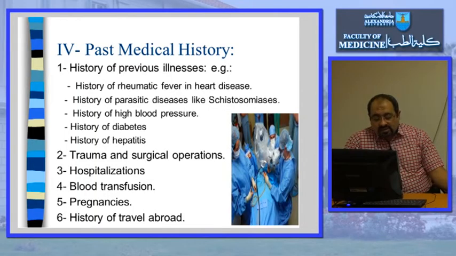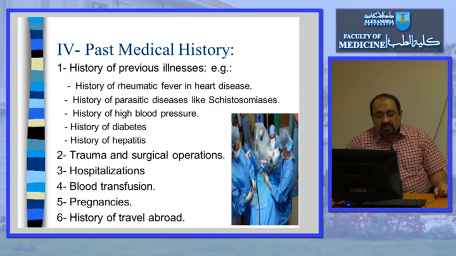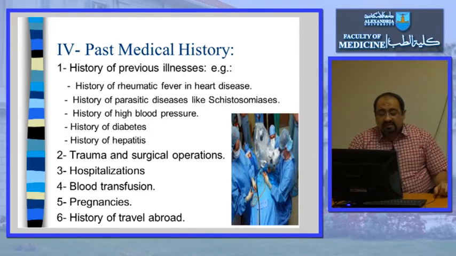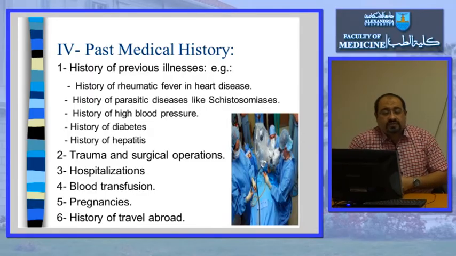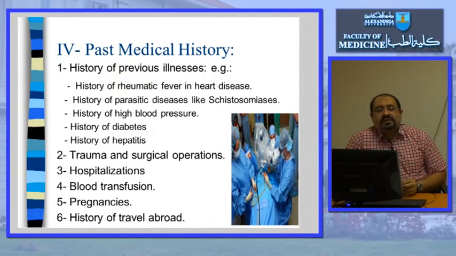Also trauma and surgical history, as we have said, history of previous hospitalization and blood transfusions, and history of previous pregnancies in females, and history of travel abroad, especially if you are suspecting infectious diseases or a disease that is specific to a certain area or a certain part of the world or part of the country. You can ask about travel history.